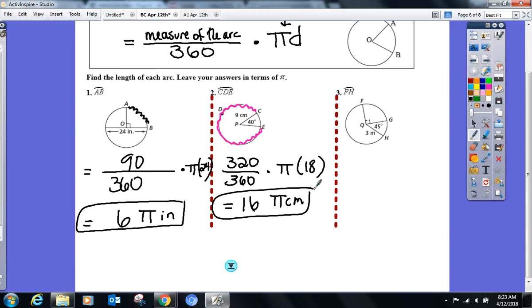And number 3, FH. Now, there's a lot of stuff going on over here, but I'm looking for FH, which means what? F to H, nothing in between. So I know there's a lot of stuff that was given on this side of the circle, but F to H, I'm asking you guys to find the length of that arc.